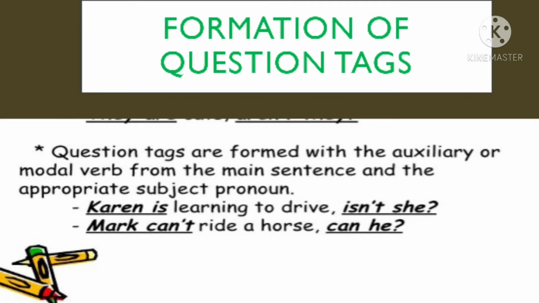See here: Karen is learning to drive. Here the main sentence is positive and Karen is the subject. Is is the auxiliary verb. So how do we form the question tag? Isn't she? Isn't, and the subject pronoun is she. Now take Mark can't ride a horse. Mark is the subject. Can't is a negative form, so the statement is negative. We have used it as a modal verb, so here we use the positive modal: can he? We have used the positive modal can, and the subject pronoun is he. Hope you have understood.